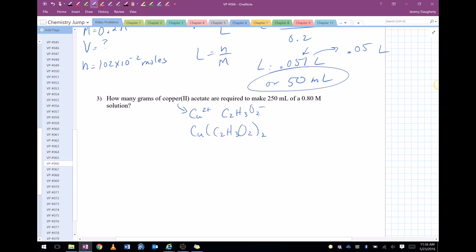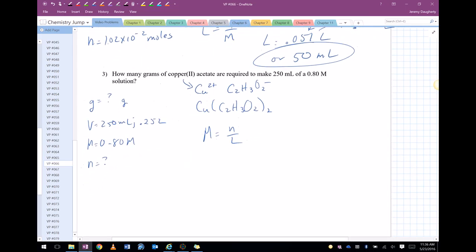Okay. So what we want to know is how many grams. Our volume is 250 milliliters, or 0.25 liters, and the molarity is 0.80 molar. In order to get grams, first we're going to have to find moles, because molarity is equal to moles divided by liters, and then once we get moles we can convert to grams.